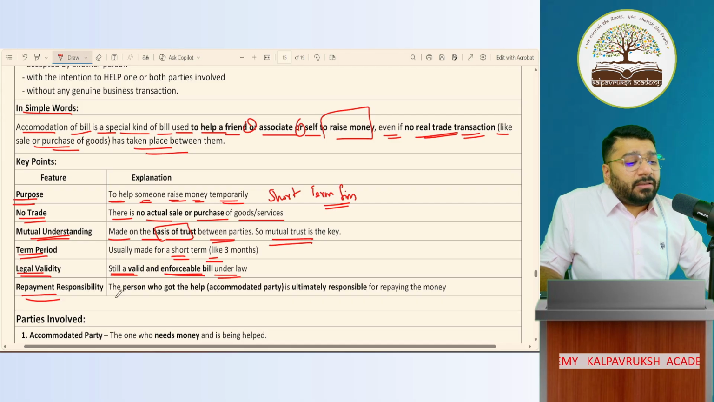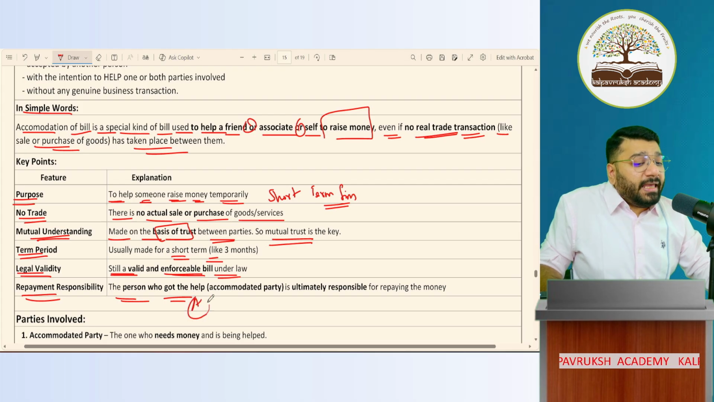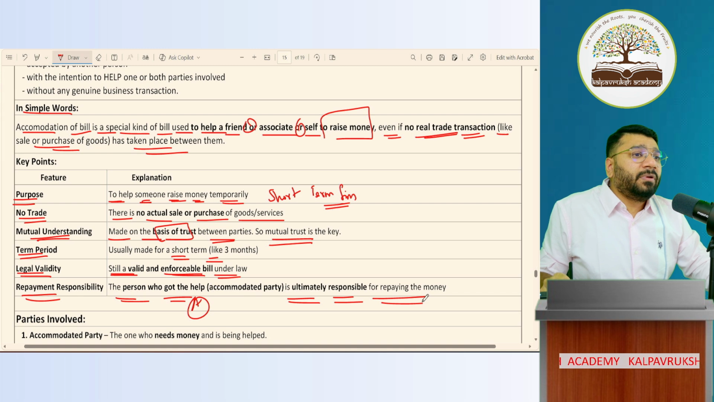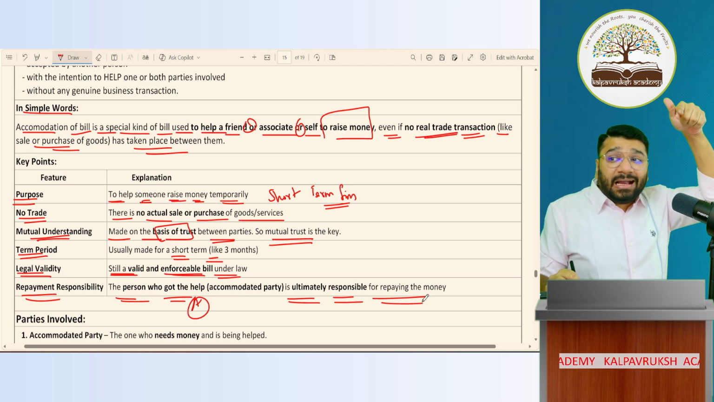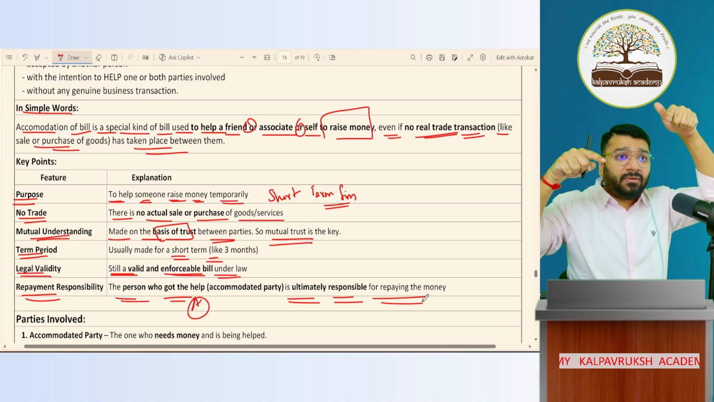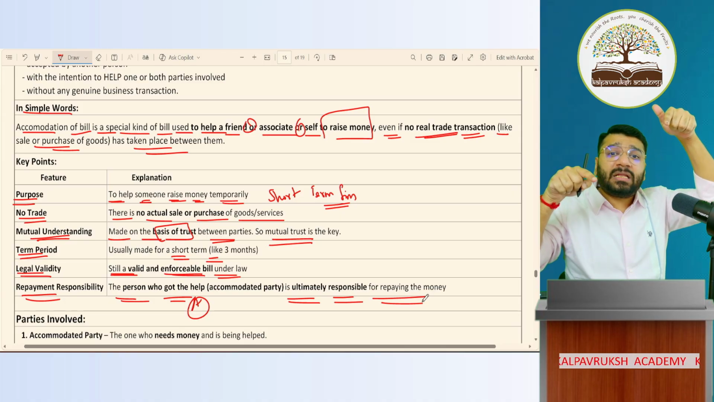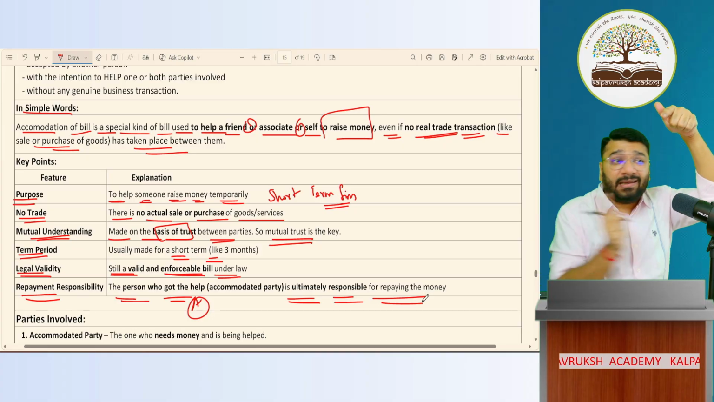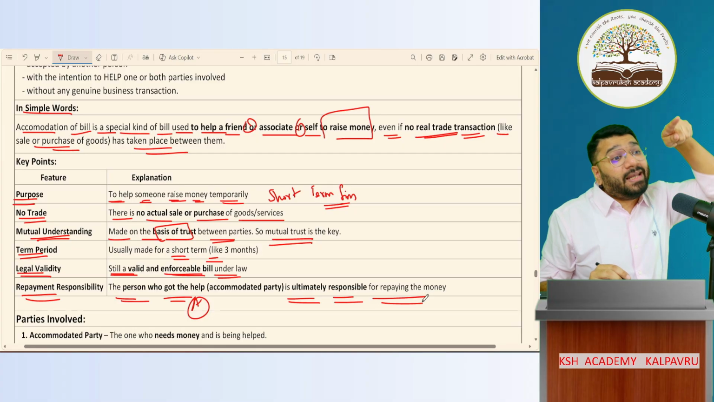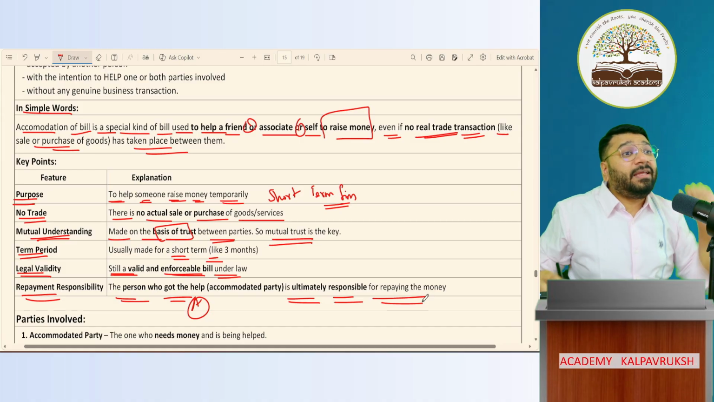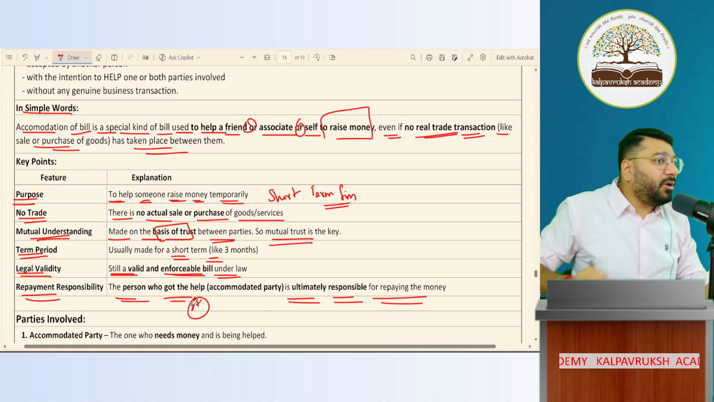Repayment responsibility. The person who got the help, in our example, who got the help? A got the help, and is the ultimate person responsible for repaying the money. So though the banker will present the bill to whom? Customer, B. But is B supposed to make the payment? No. B will make the payment, but he will recover from A. So ultimately, who is paying the money? A is paying the money. Got it? Not got it?